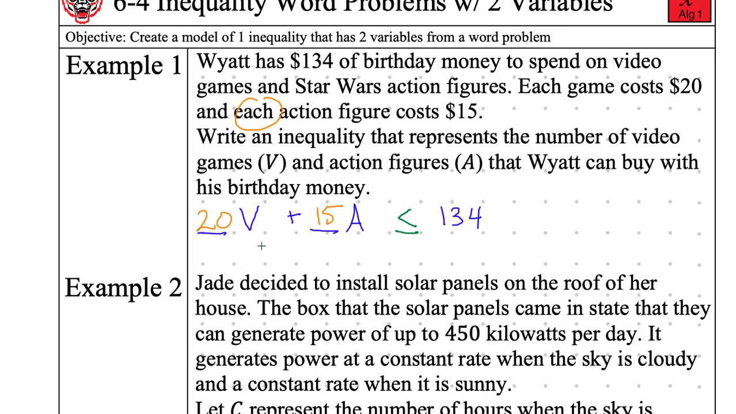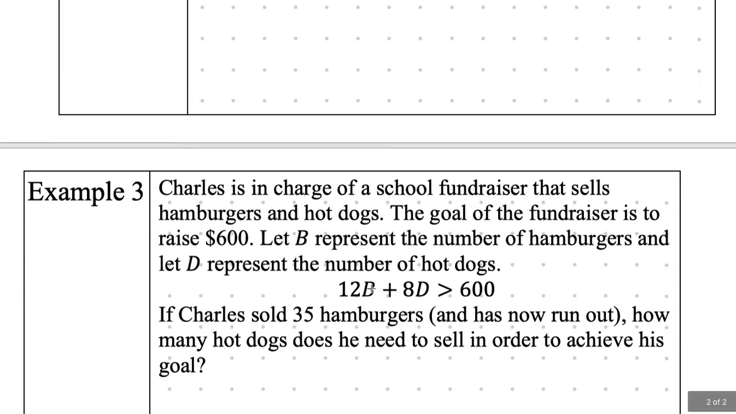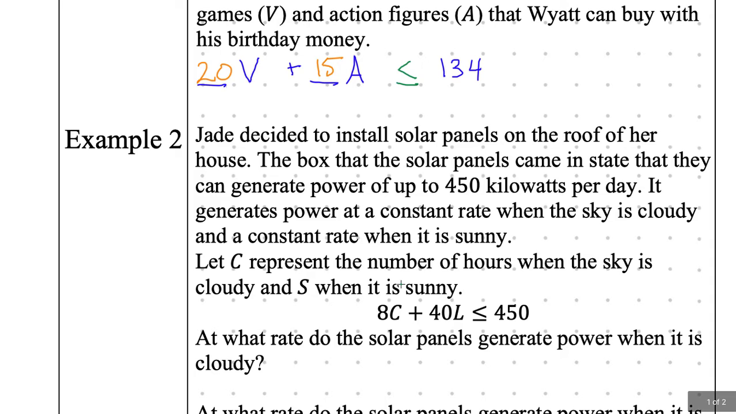It's actually pretty easy. But you just have to make equations. That's the only thing you have to do for types of problems like example 1. Example 2 and 3, you need to answer questions about an inequality that it gives you. So in Jade's problem, it's going to be some sort of inequality, and then in Charles's problem, it's going to be some sort of inequality. You have to answer questions. Who wants to read example number 2?